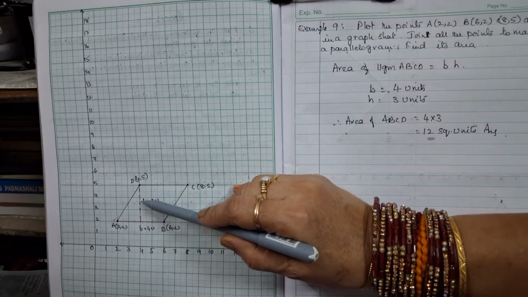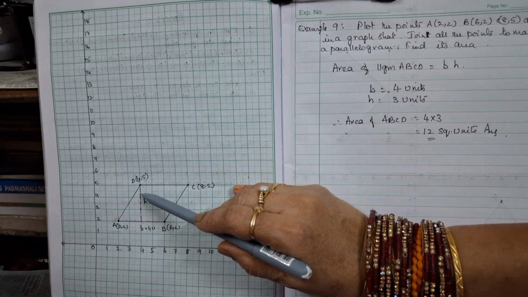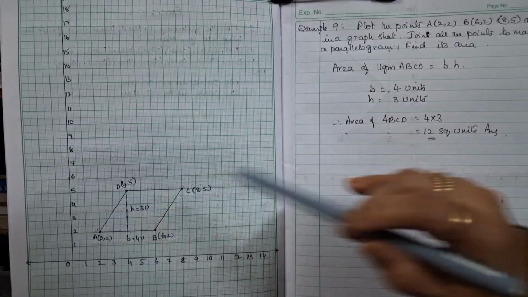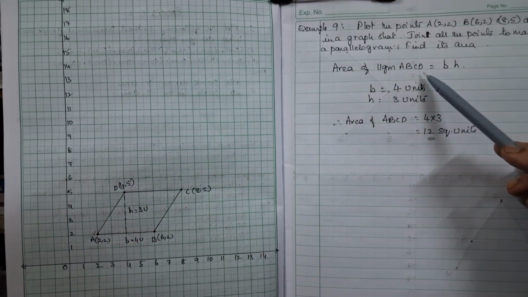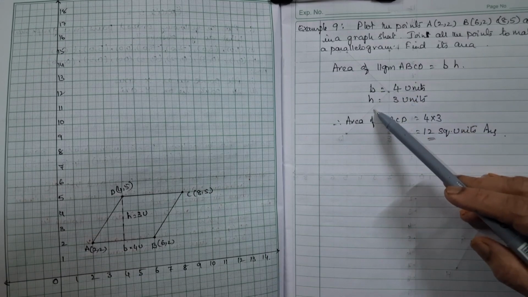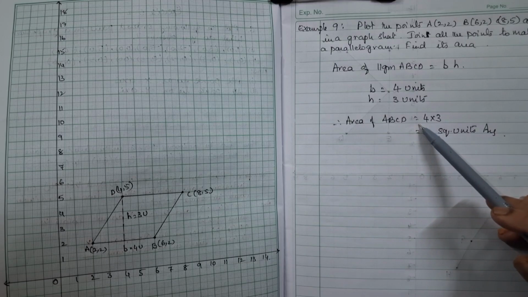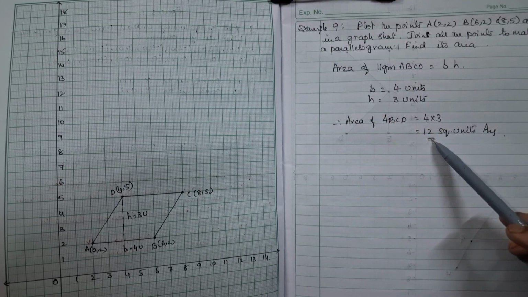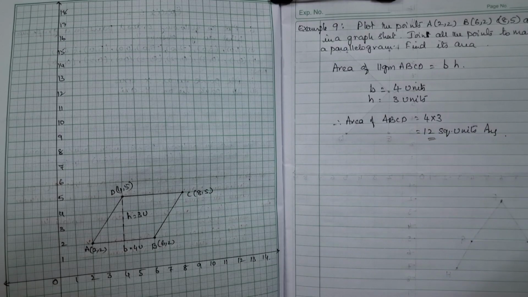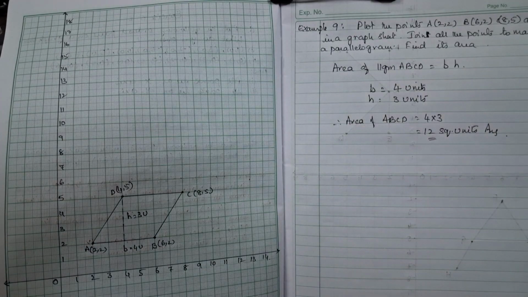And the height, I should draw this. This is the height. So how much? 1, 2, 3 units is the height. So see, children, area of a parallelogram is base into height. Base is 4 units, height is 3 units. So area of ABCD is 4 into 3, 12 square units is the answer for this problem, children. This is example 9.